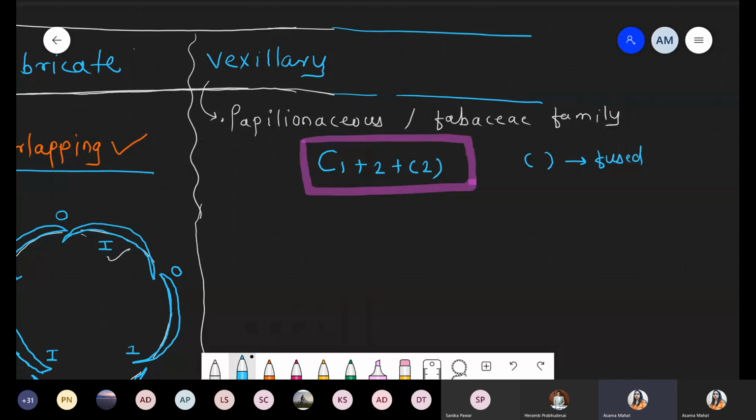It represents the fused form, right? If we are using the bracket, for example, if the number 2 is inside this bracket, it means that 2 petals or sepals are fused. If 3 numbers are there, it means 3 petals or sepals are fused. So to represent the fusion of petals or fusion of sepals, we simply use the bracket. We will see this further ahead too when we discuss the family, right?